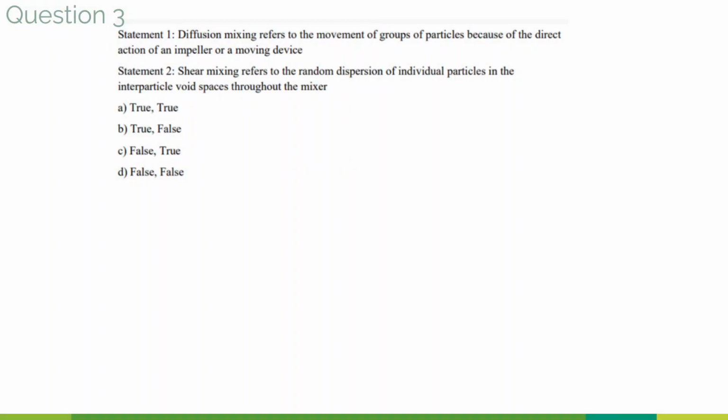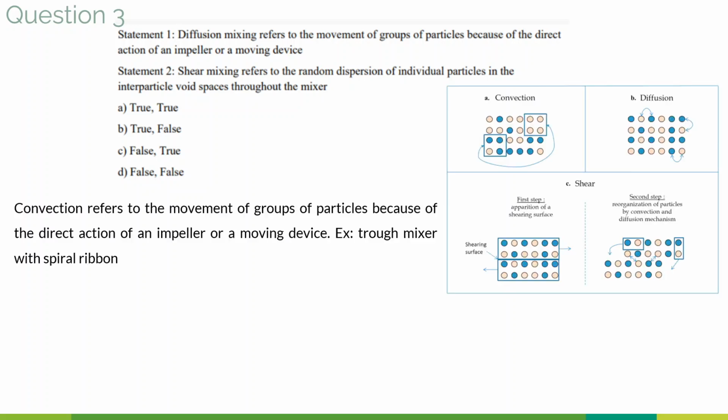Moving to question 3. We have statement 1: the diffusion mixing refers to the movement of a group of particles because of the direct action of the impeller or a moving device. And statement 2: the shear mixing refers to the random dispersion of individual particles in the interparticle void spaces throughout the mixture. In this question, you are dealing with two kinds of mixing. In the video lectures, the faculty would have discussed three kinds of mixing, and we'll look at all of those one by one.